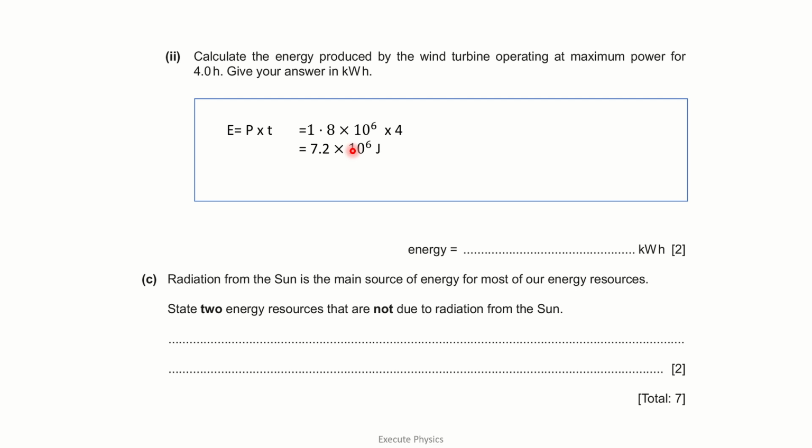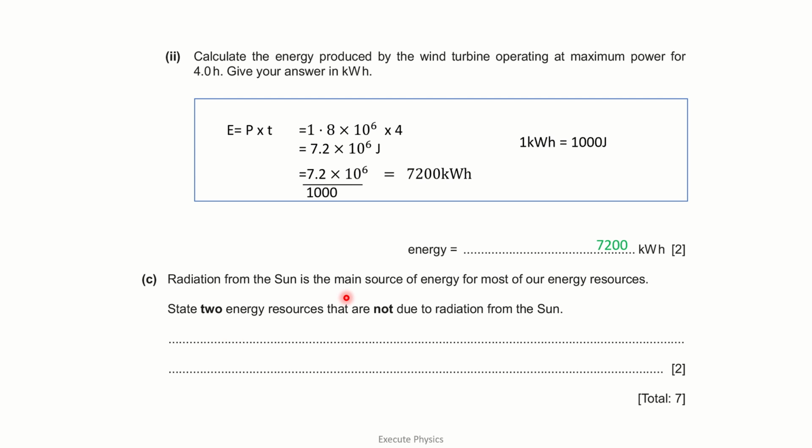Mega is 10 to the power 6, so 1.8 into 10 to the power 6 multiplied by, for how long is it operating? For 4 hours. So what would be the energy that is delivered? 7.2 into 10 to the power 6 joules. So to convert that into kilowatt hour, what should we do? We know that 1 kilowatt is 1000 joules. So you have to divide this by 1000 to get the answer in kilowatt hour. So the answer is 7200 kilowatt hour.